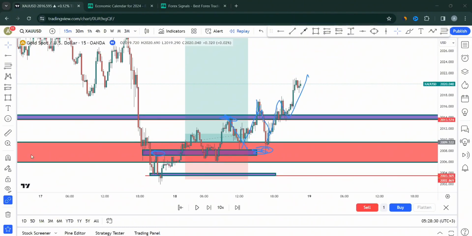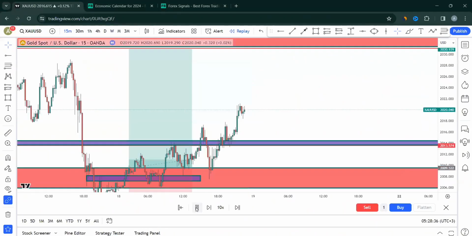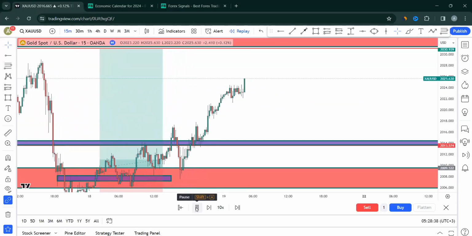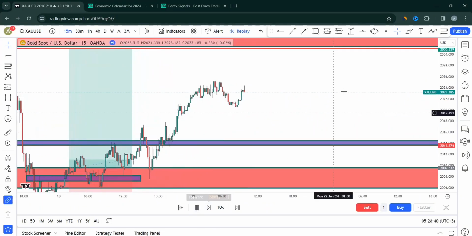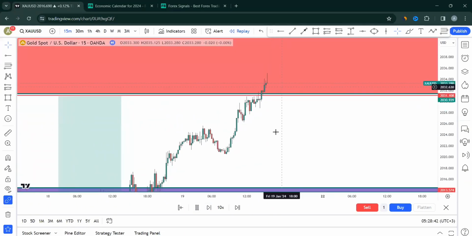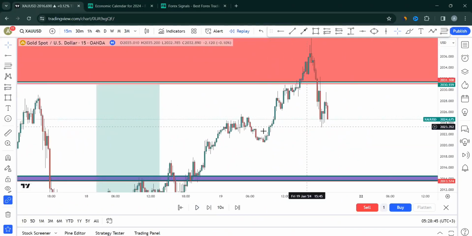So above here, you can be taking another entry, but just to make the video short, let's just leave it at one entry. Then remember, our target is that level up there, because we want this level to be tested. So the moment the market touches that area, you exit the trade.